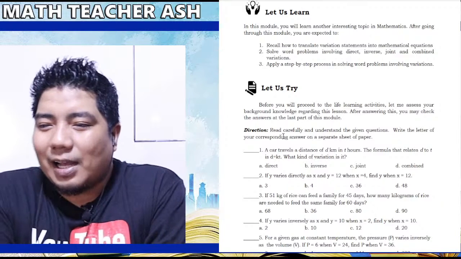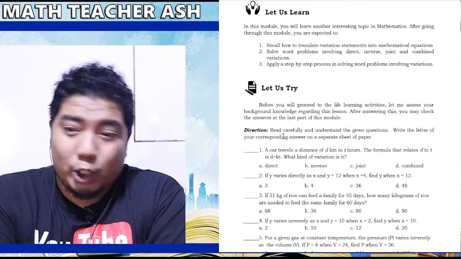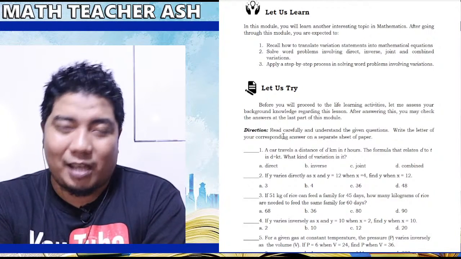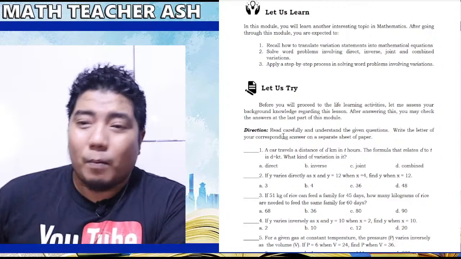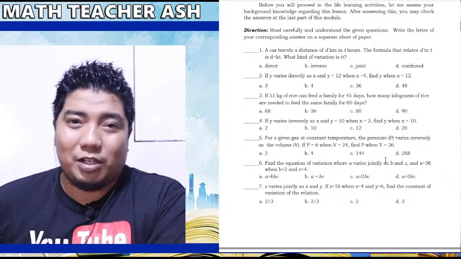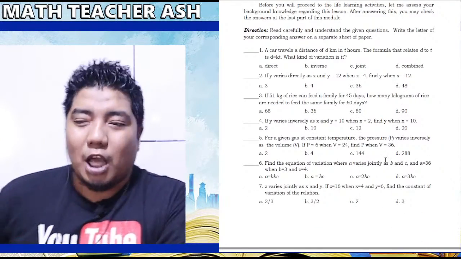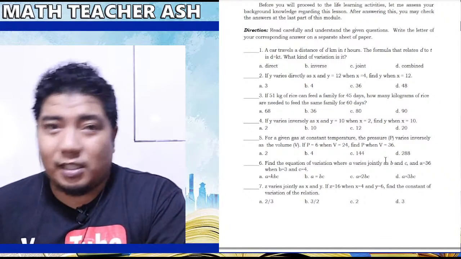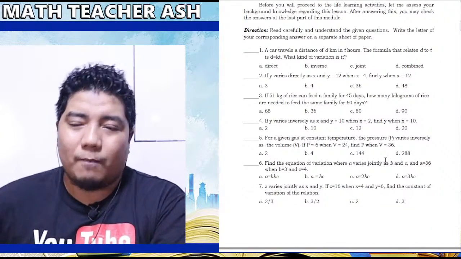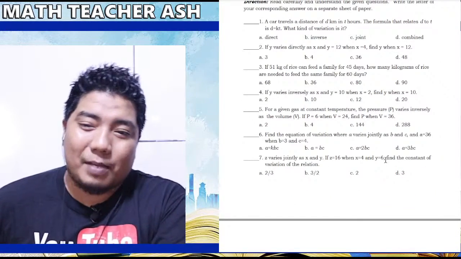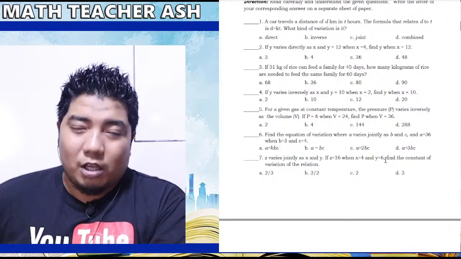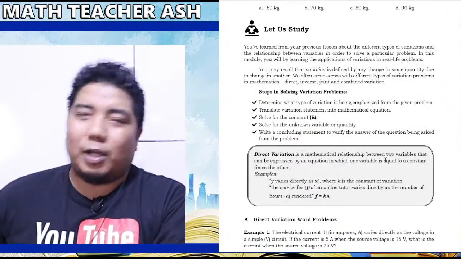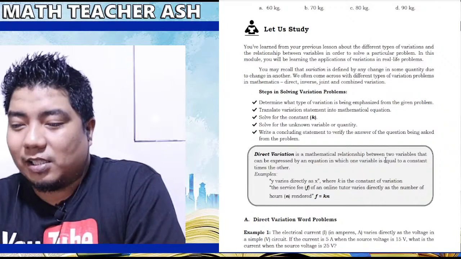Okay, so in this second part, we have the Let Us Try. This is still the pre-test, of course. So, if you already have an idea about variations and it will be applied into the real-life setting, you can get a high score here because you already have prior knowledge about the variations. But no pressure, since this is a Let Us Try or a pre-test, of course, you just do what you can answer here based on your prior knowledge. Alright. Okay, so now let us go to the next part, which is the discussion itself, the Let Us Study.